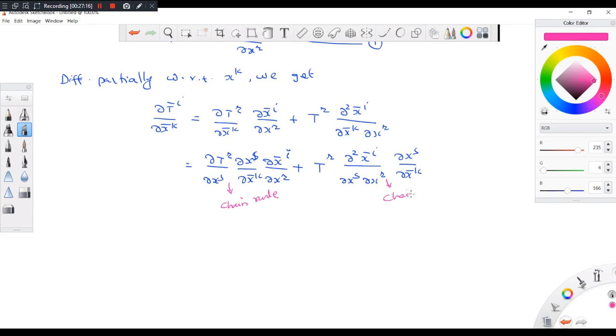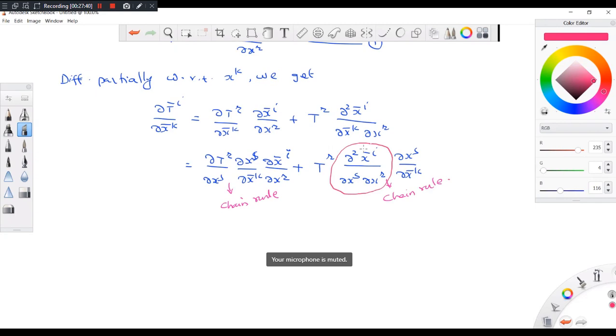Now I have to substitute for the second derivative. For that, which formula do you have to use? The second formula. In the important formula I wrote, two formulas are given, and the second one is the form del x bar i del xr del xs. So you just replace that.